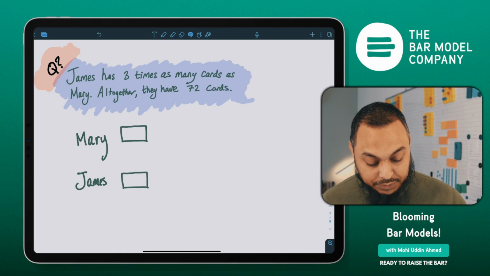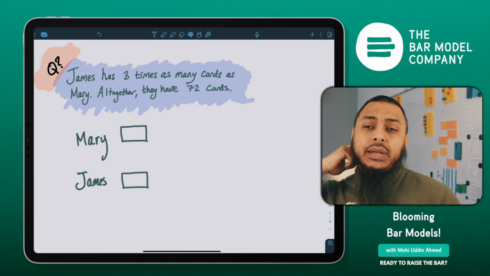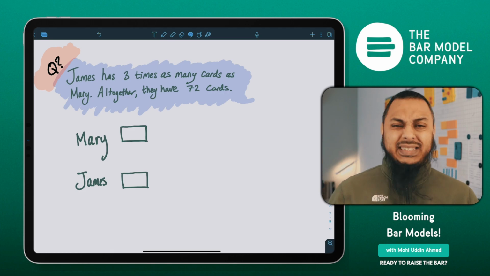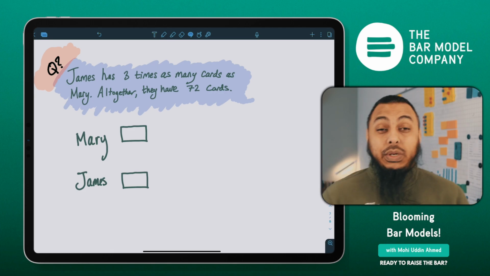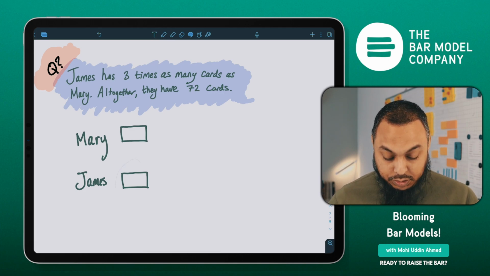So after that, what can I do, class? How am I going to show that James and Mary have the same? Is that what it's asking us in the question? Is that what it's telling us? No, it says James has 3 times as many. Okay, so what am I going to do?